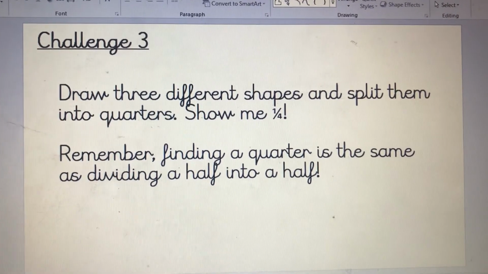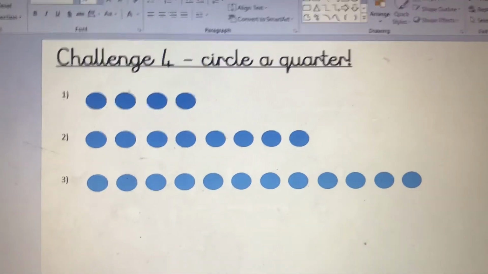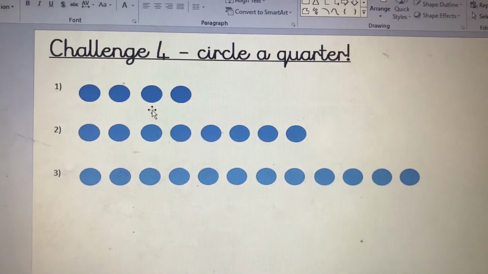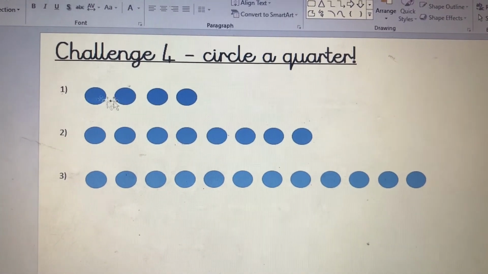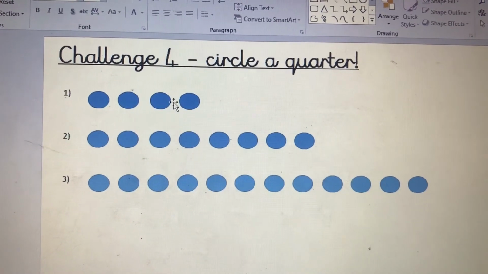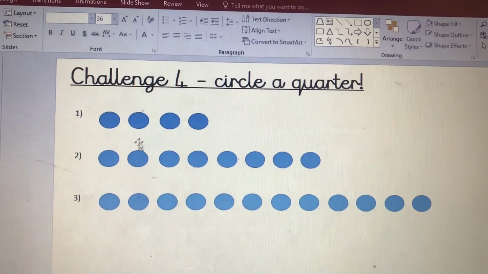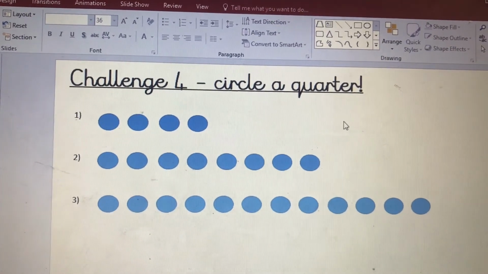Okay, and finally, challenge number 4. Can you circle a quarter? So you've got different amounts of dots, okay, and I would like you to show me a quarter. Draw the dots in your book and then draw around a quarter. Now remember, there are 8 equal parts here, but you can still show a quarter by halving and halving again.